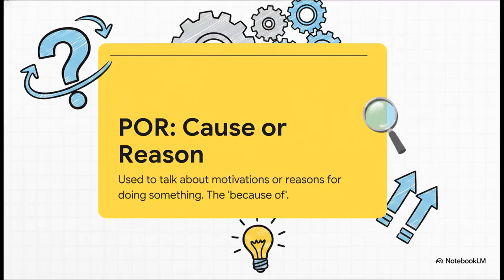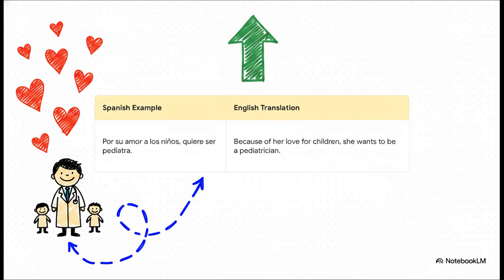Okay, so the first big use for por is explaining the why, the motivation behind an action. A great little trick is to see if you can swap it out with the phrase because of. Por is really just giving you the underlying reason for something. Now check out this example. Por su amor a los niños, quiere ser pediatra. What's the reason she wants to be a pediatrician? Well, it's because of her love for children. That love is the cause. It's the journey of her motivation. So we use por. Simple, right?